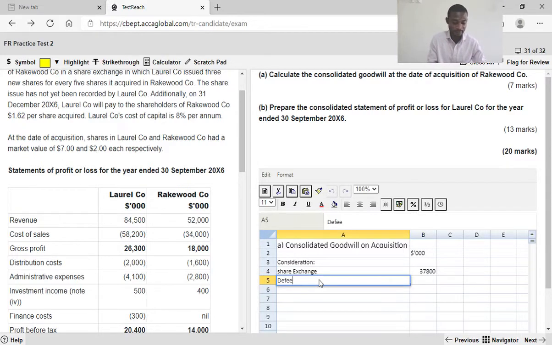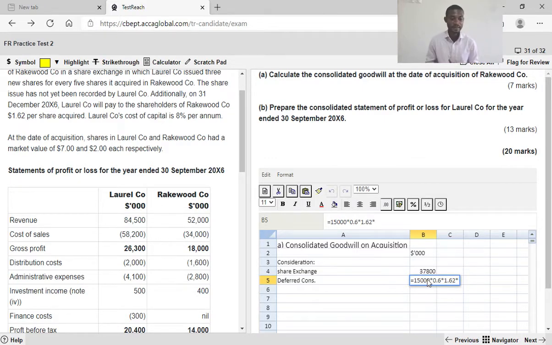Now the next thing to do is to look at the deferred consideration. So I'll put here how we calculate that. And again, it is the 15 million, which is the number of shares, times the percentage, which is 60%, times the price they will pay, which is 1.62, times the discount factor. And the discount factor, because it's 12 months away, is 1 divided by 1.08 raised to power 1.